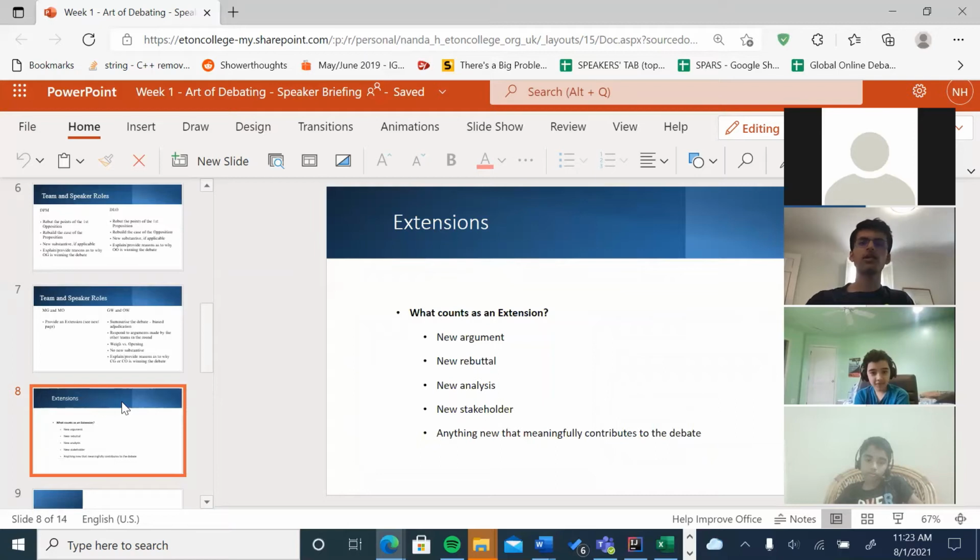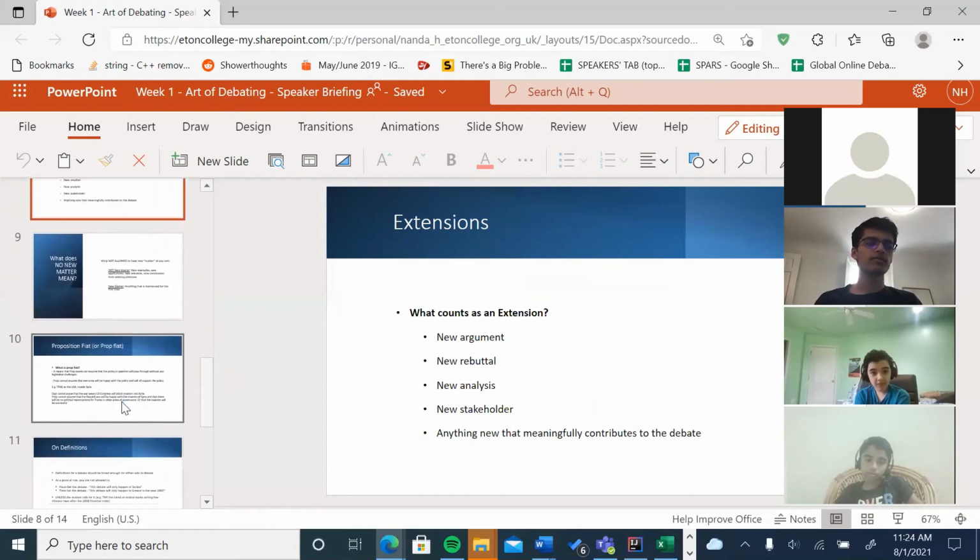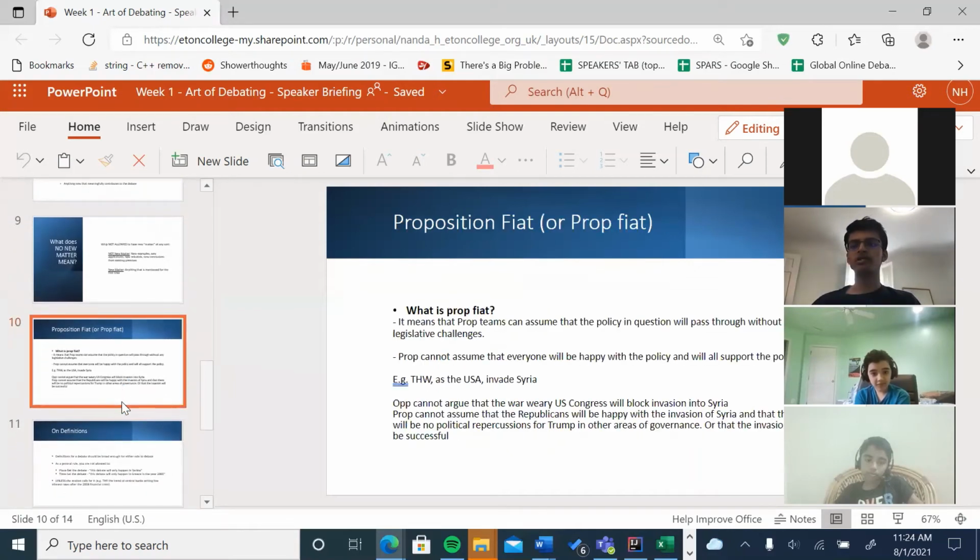So extensions. What counts as an extension? And this is really only applicable if we do British parliamentary format. An entirely new argument, of course, counts as extension material, but even if you don't have that, new rebuttal, so dealing with the arguments made by the opposition in new ways, or new analysis, where you present the same argument but give new reasons as to why it might be true, those all count as new material. Anything new that meaningfully contributes to the debate and strengthens your side's standing in defeating the opposition, all of that counts as new material.